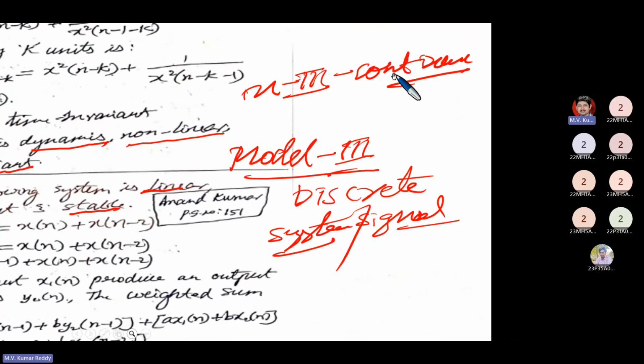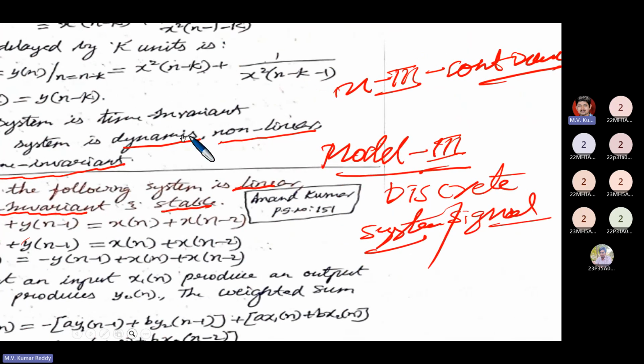Okay, in between, that is just an important question. Okay, that is just an important question. But before that we discussed about a model 3 continuous. Okay, that is non-linear, dynamic, time invariant, like that. Okay, now model 3 discrete signal.